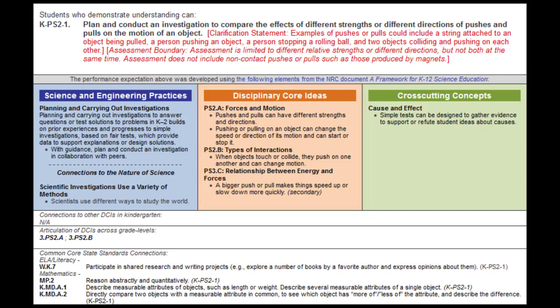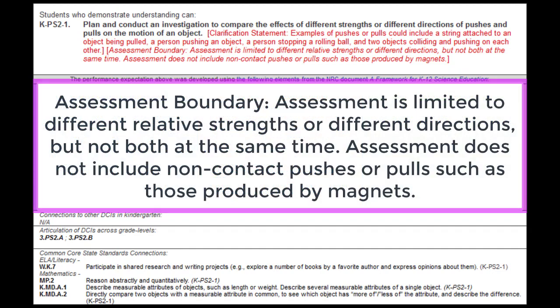Another useful tool is the assessment boundary. The assessment boundary provides the minimum level of understanding that the students must demonstrate. The assessment boundary reads: assessment is limited to different relative strengths or different directions, but not both at the same time. Assessment does not include non-contact pushes or pulls, such as those produced by magnets. In this case, we won't need magnets. We can save that for the third grade, the next time students will see this standard.